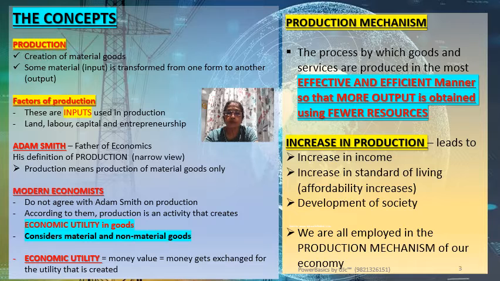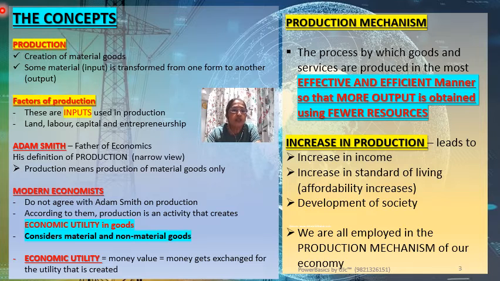Now, the concepts that you need to know before we go into this chapter of factors of production are here. Production. What is production? It is the creation of material goods. Material goods. Can a factory produce my thoughts that I'm teaching you? No. So production is the creation of material goods, the goods that you can see, feel and touch. Some material input is transformed from one form to another to form an output. So a material input is transformed into an output.